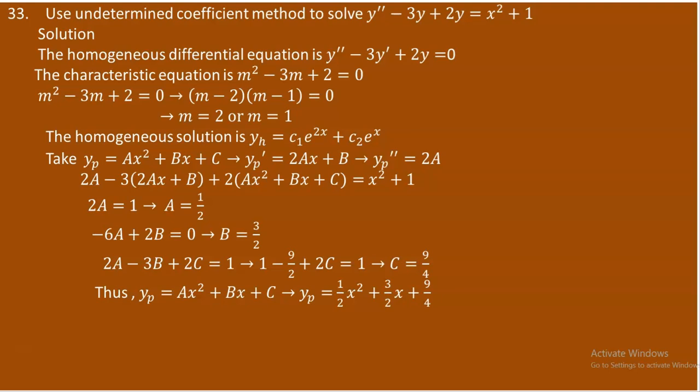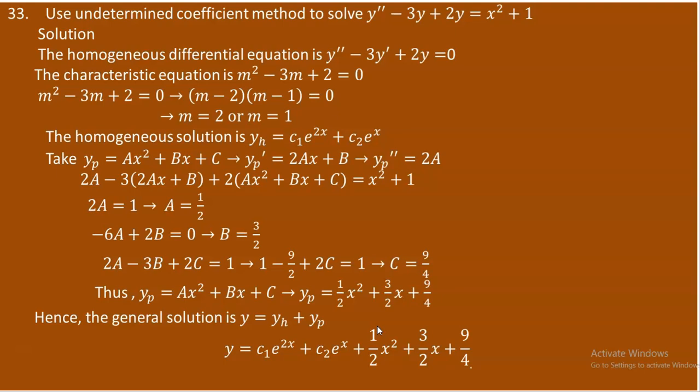Therefore, yh is known. Now yp is also known. So the general solution is going to be the sum of the two. In order to determine the general solution, yh is here, so you just take this one, and yp is here. You just again take this, and take the sum of the two. That makes your calculation over. As you see, y is the sum of the particular as well as the homogeneous one. So this makes your calculation over.